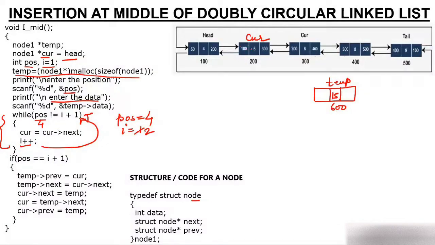Current will have current next. So what is current next? 300. So current will come from this place to this place, which is already there. Fine. Okay. Now I'll increment I. I will become 3. Will I go out of the loop? No, I'll again check the condition.